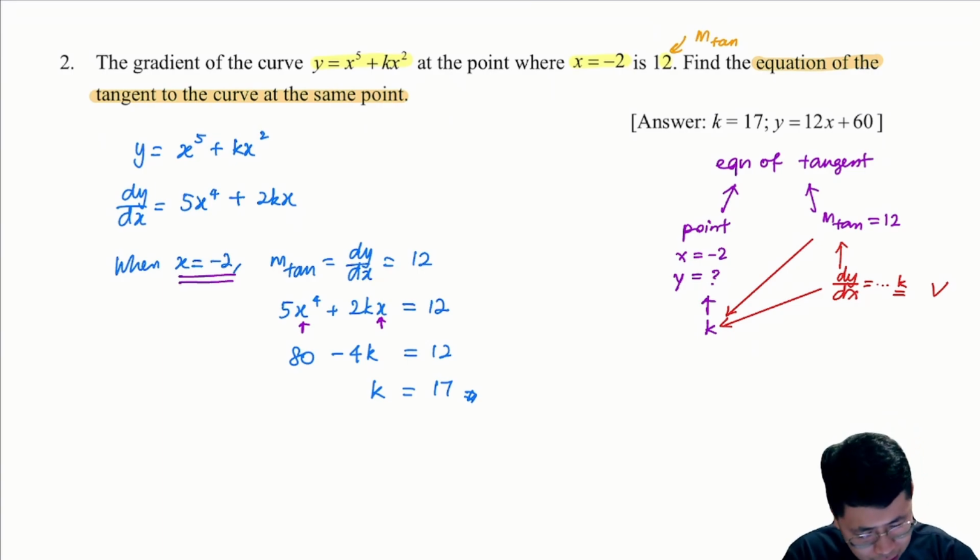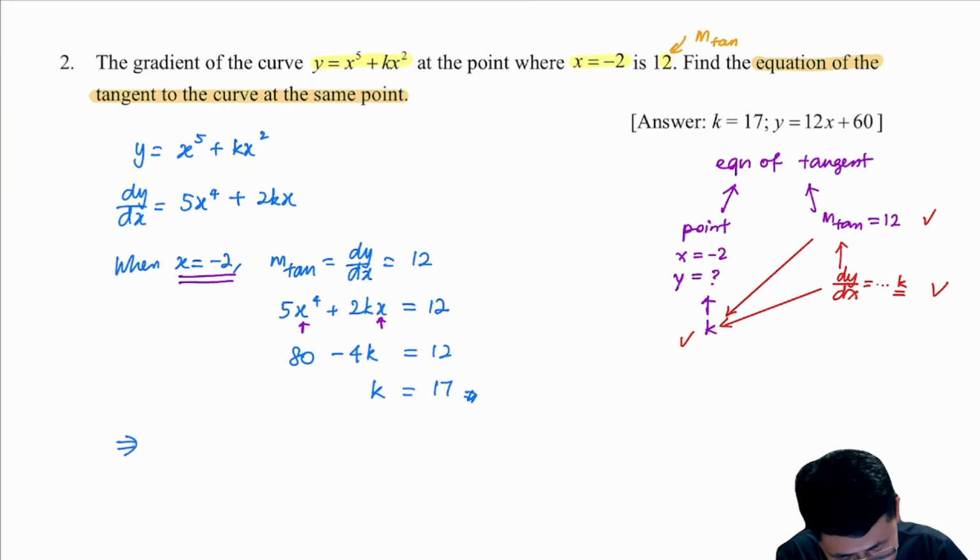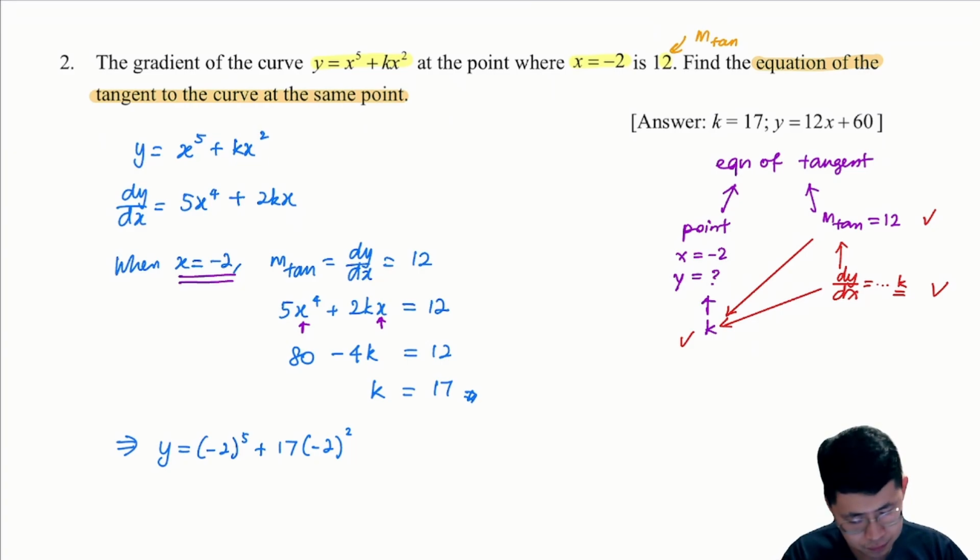Now that we've already done this, it's left for us to find the value of y when x equals to negative 2. So back to this, the value of y is going to be equals to x power 5, which would be negative 2 power 5, plus 17 times negative 2 squared. This over here will give us the value of 36.